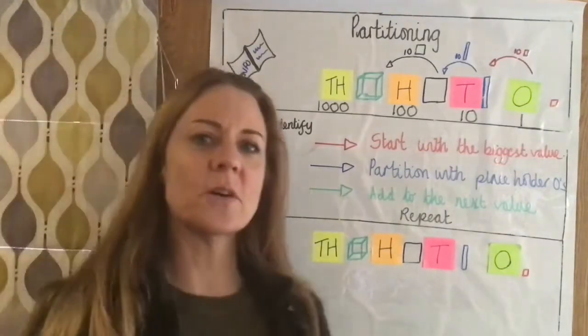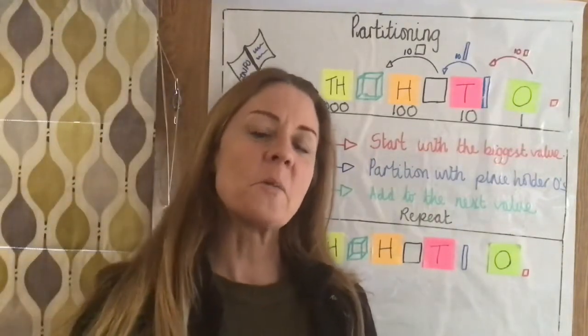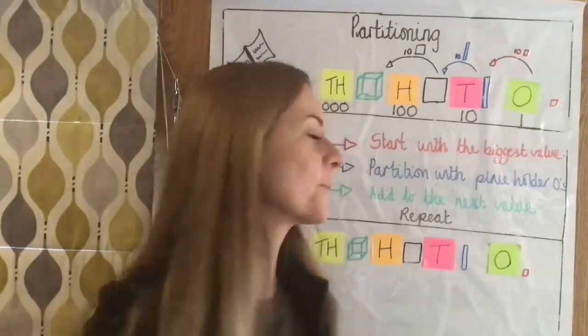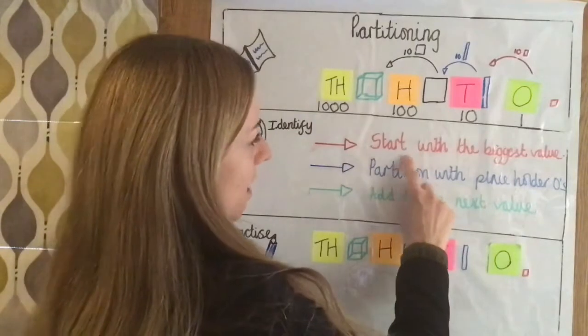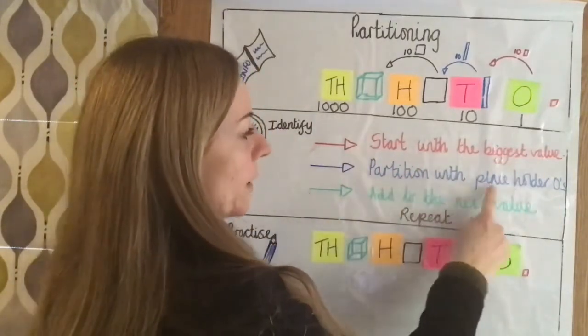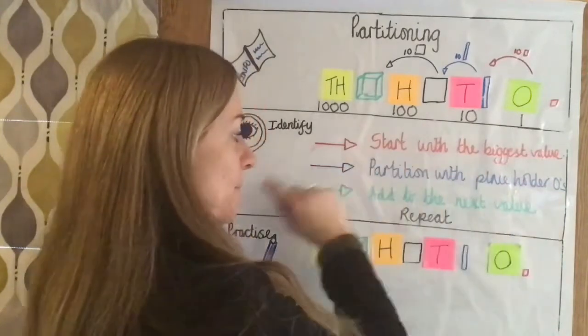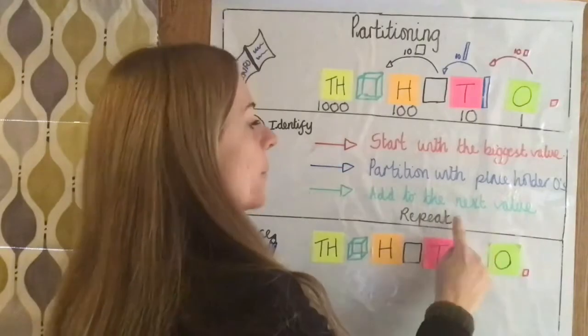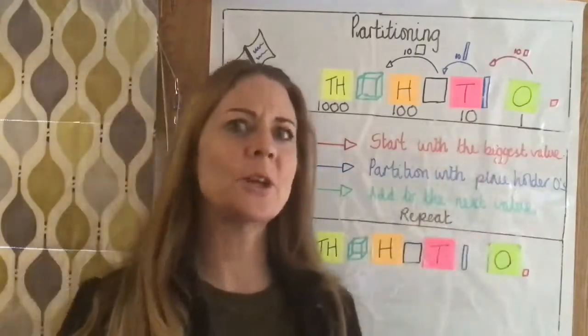So let's identify how we partition. Well, like most of my lessons, I break things down into a series of simple steps. So step 1 is start with the biggest value. Step 2 is partition with placeholder zeros, which I've done. Step 3 is add to the next value and repeat this process. Let me show you what I mean.